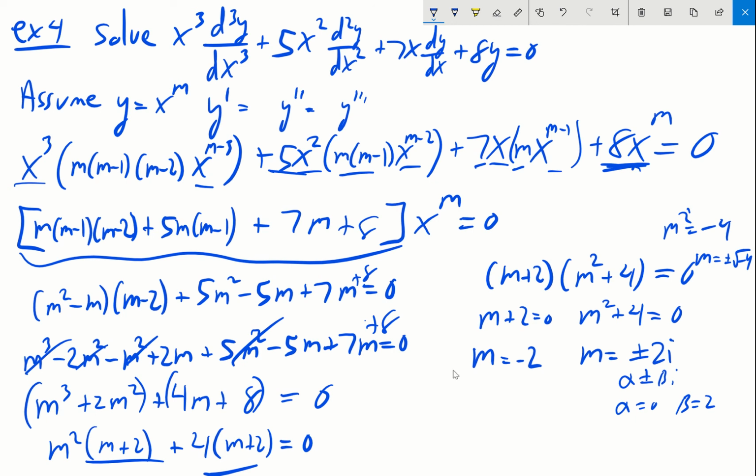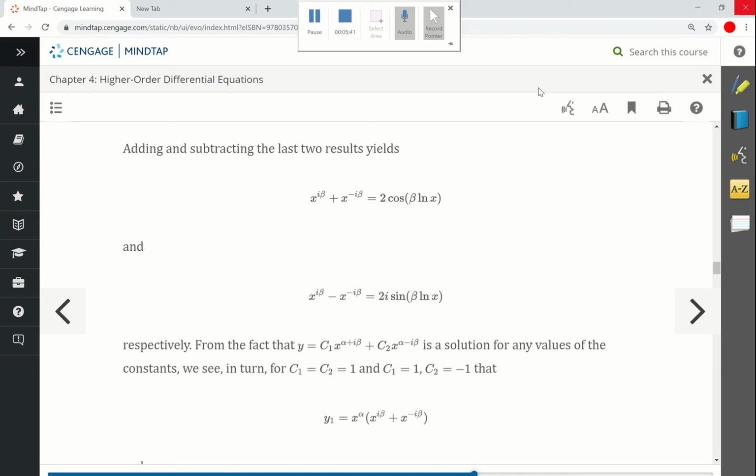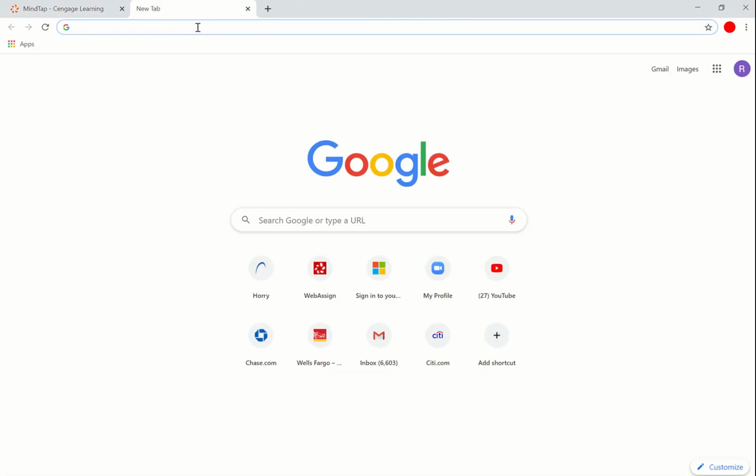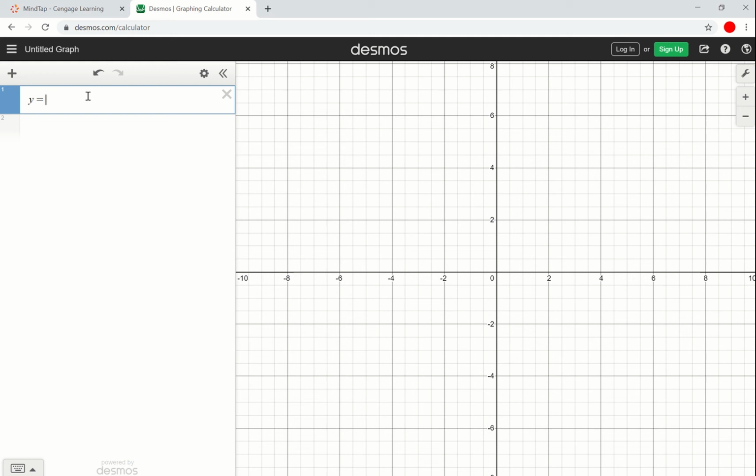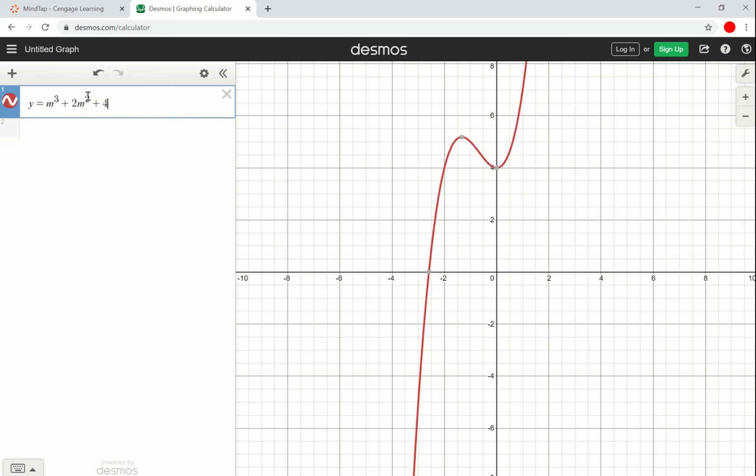Before doing so, let me show you a way you can solve this. If you get stuck, one of the ways you can do this is graphing. And oftentimes, especially with third degree polynomials, if you can get one root, you can get the rest of them. So I could graph this auxiliary function, m cubed plus 2m squared plus 4m plus 8, yep, because it factored.